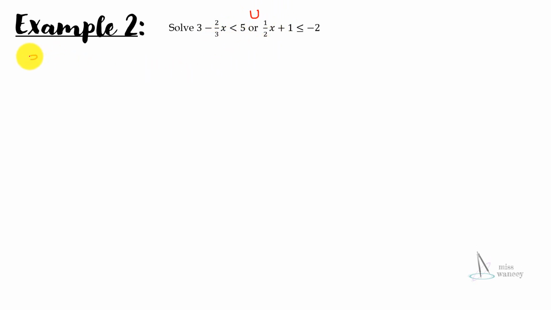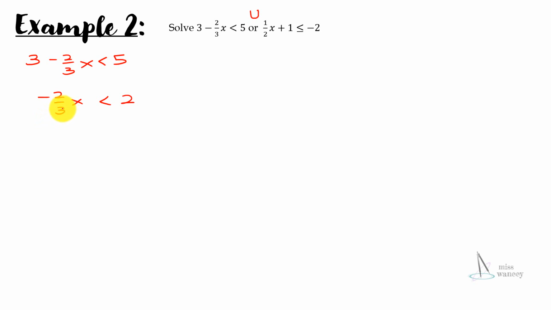Okay, so let me do the left hand side first. 3 minus 2 over 3x less than 5. So bring the 3 to the right hand side. So we have negative 2 over 3x less than 5 minus 3. So this is 2. And then I'm going to times everything with negative 3 over 2, so that I will have 1 over here.